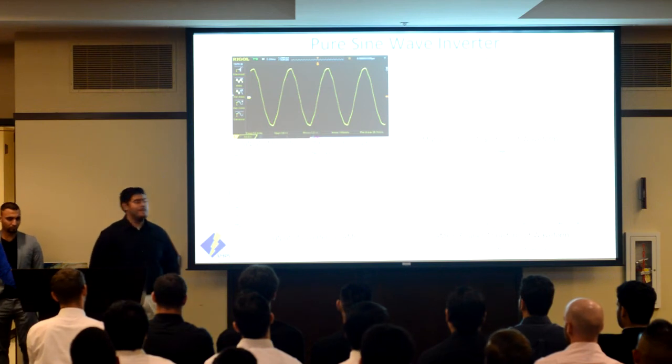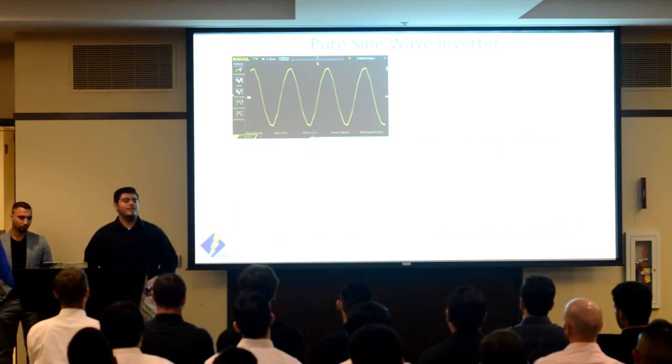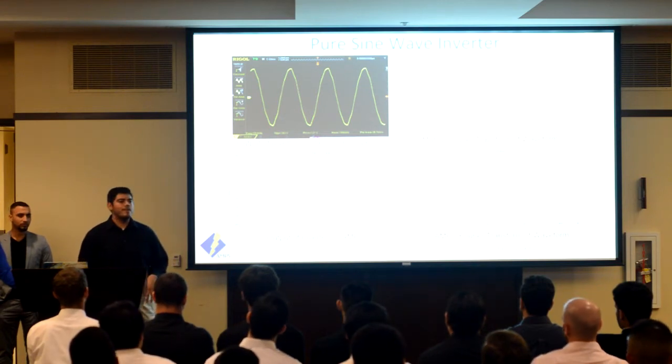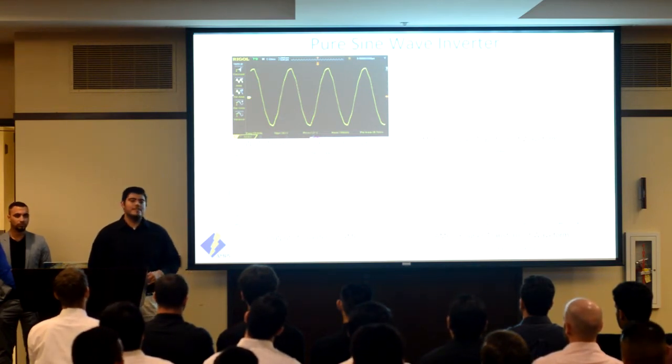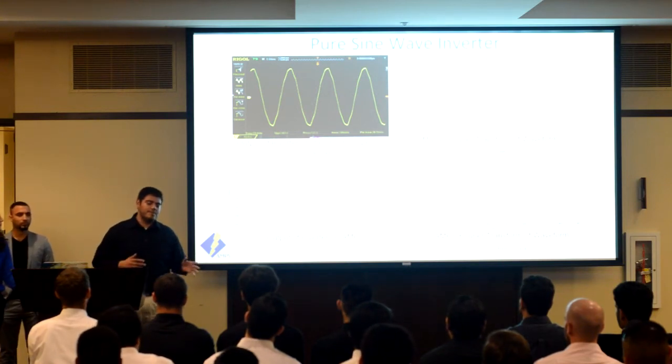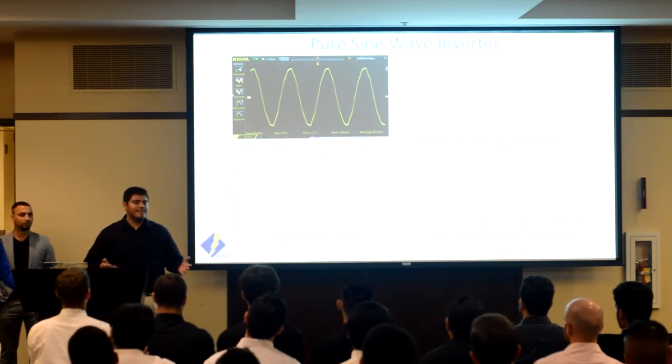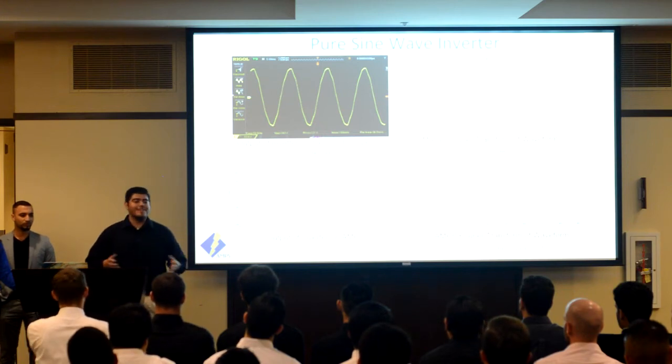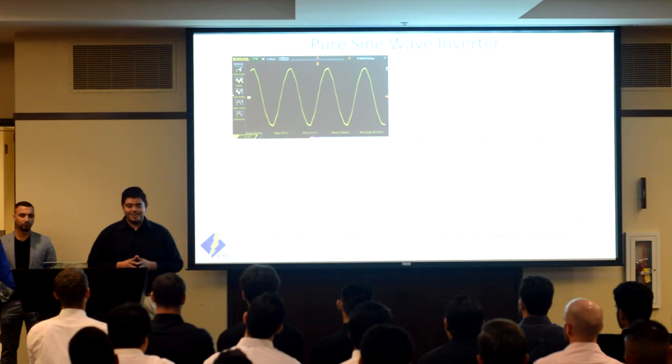Hello everyone, I'm Ben. In our system, we used 2 different types of inverters, one pure sine wave inverter and one modified sine wave inverter. The purpose of this was, say for example, we want to see the different harmonic contributions from using different types of inverters. Let's say you're a homeowner, you want to save some money on your electricity bill, so you decide to install some solar panels into your home.